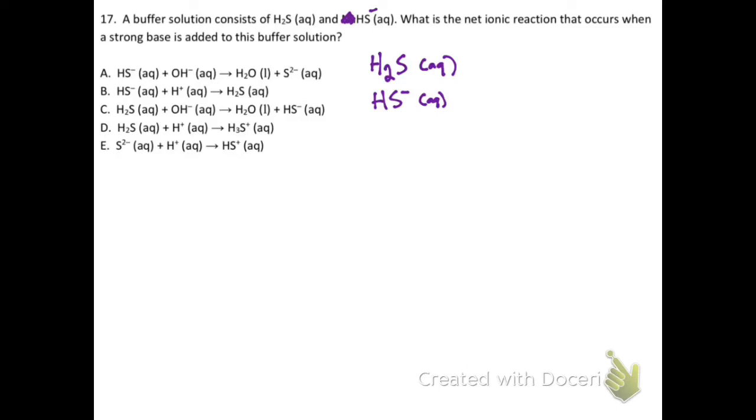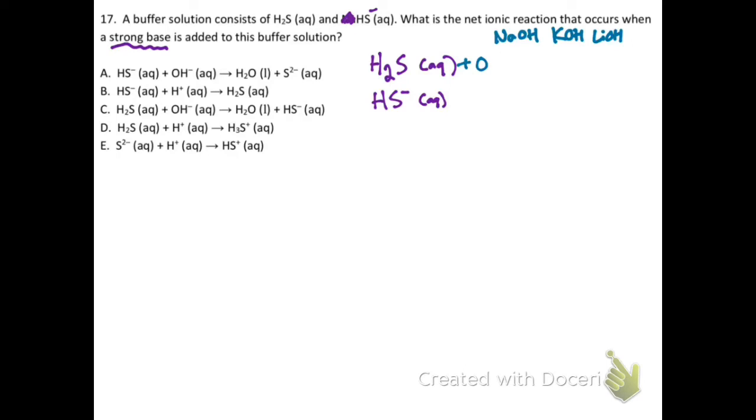And the question is, what will happen if we add in a strong base? So if we're adding in a strong base, it doesn't matter if we add in NaOH or KOH or LiOH, it's just a source of hydroxide. So which of these will hydroxide preferentially react with? Will it react with the weak acid component or the weak base component? Hydroxide would react with the acid component, right?